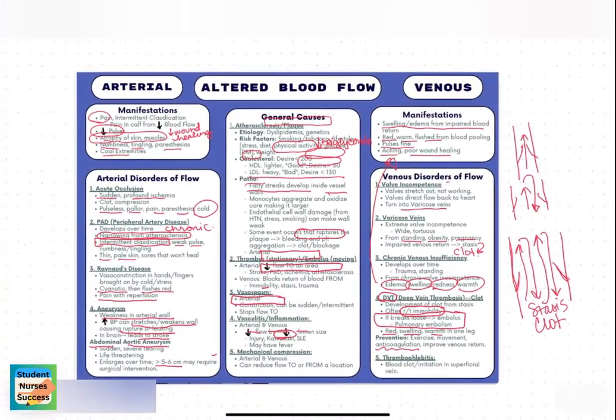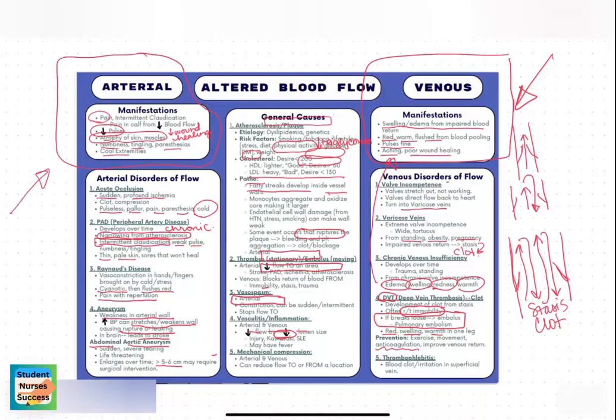So there you go. There is our completed map. I cannot stress how important it is to make sure that you know the difference between manifestations of decreased arterial flow and manifestations of venous flow. They are very different, and they will really help you identify where the problem is in your patient.